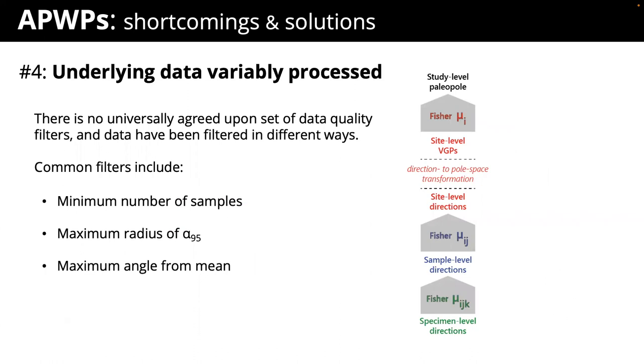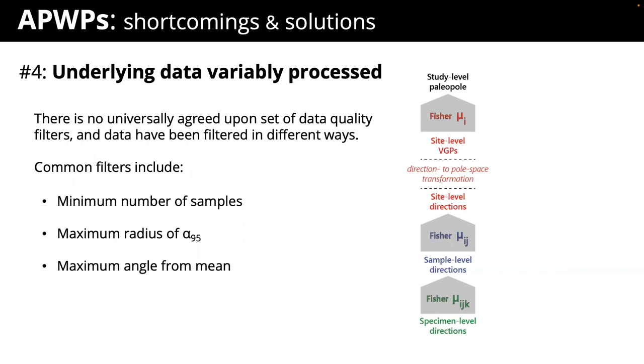Okay, so the final problem is that the underlying data when we're building apparent polar wander paths are invariably heterogeneous in the way that they've been constructed, right? Because the community has never been able to agree upon a common recipe for how we filter data, right?